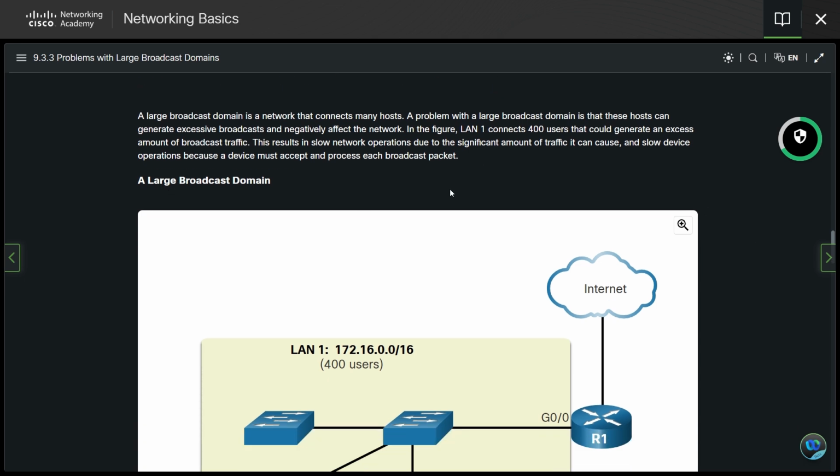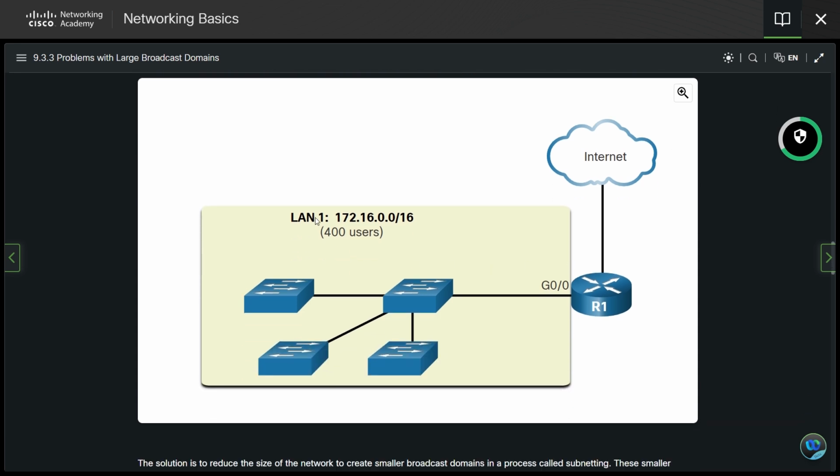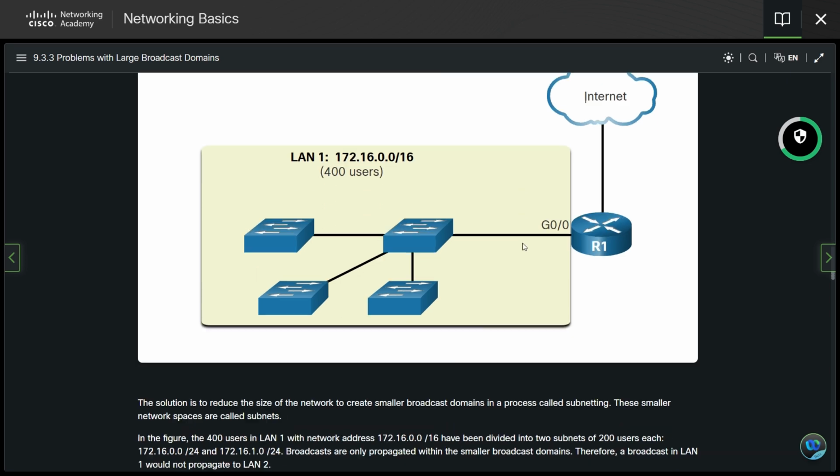A large broadcast domain. Okay, this is the same example. The internet connects to router 1 in the port Gigabit 0/0, which connects to the switch, and the switch is connected to 3 switches. And this is LAN 1 with this IP address 172.16.0.0/16, with 400 users.